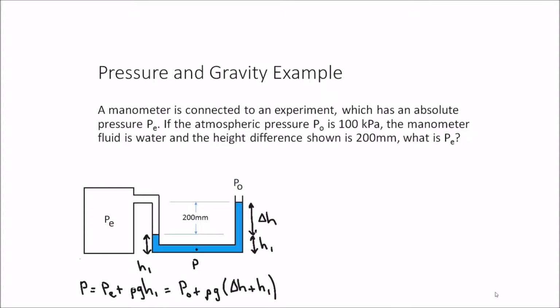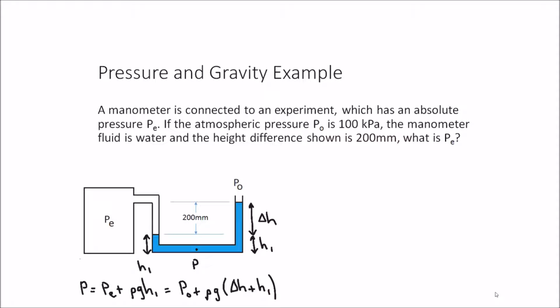We've got a manometer, which is a device for measuring pressure differences. It's filled with water, and we can see there is a height difference between the levels of water on the left and right hand side. On the left hand side we've connected our manometer to some vessel having pressure PE, and on the right hand side we've got the tube open to atmosphere, which has a pressure of 100 kPa. If the height difference is 200 millimeters, then what is PE?